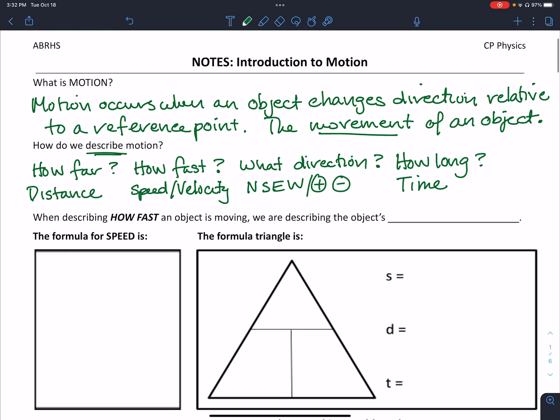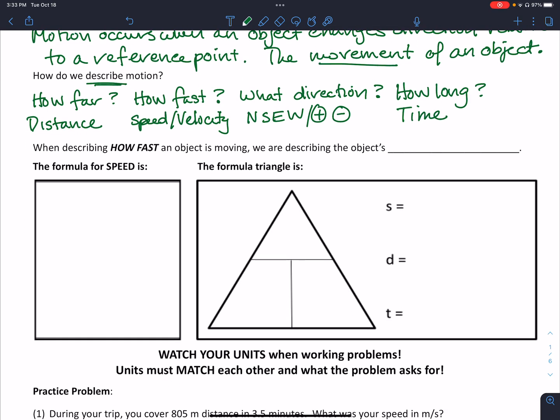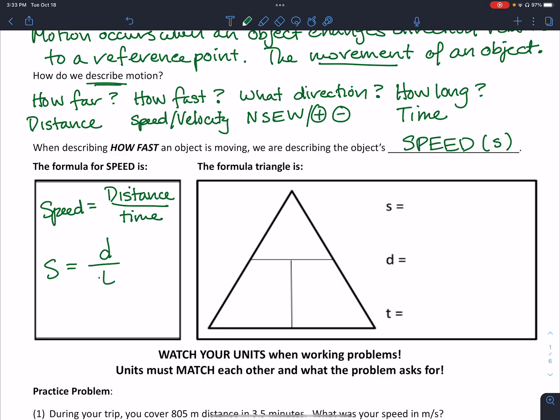So what does that formula look like when describing how fast an object is moving? Well, we're just talking about its speed, that it is in motion. We abbreviate this in our formulas with the variable s. So that formula, speed, is the rate at which the object is changing its position. So we look at that in terms of distance covered divided by the time that it takes to cover that distance. So we put our variable symbols in. Speed is equal to d over t. So it is the rate of our motion.